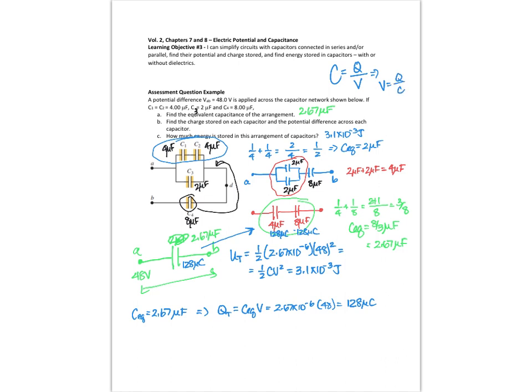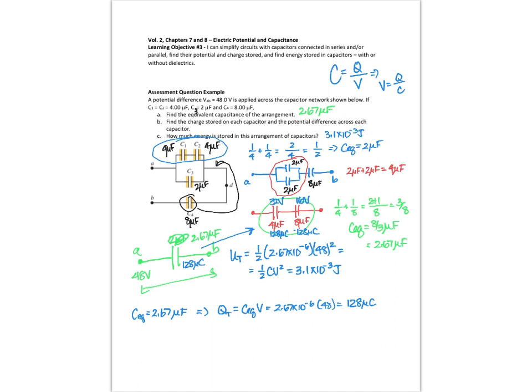And when I do that, I can actually find my potential difference across each of these capacitors. The 4 microfarad capacitor has a potential difference of 32 volts, and the 8 microfarad capacitor has a potential difference across it of 16 volts. Notice that if I add 32 plus 16, I get 48, which was the total potential difference across the entire arrangement, and that's what I expect. So that's good.